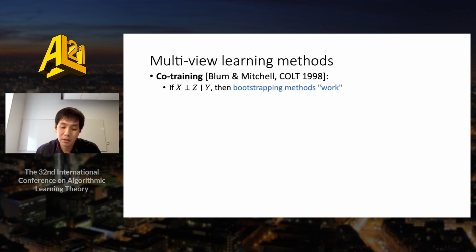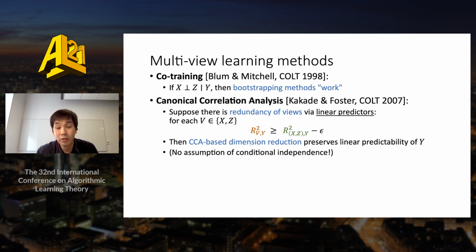Each view is supposed to be useful for predicting the topic of the article. In their seminal work on co-training, Blum and Mitchell explain why the popular bootstrapping methods for semi-supervised learning work under the assumption that the two views are conditionally independent given the target. This work spurred a number of other theoretical analyses of multi-view learning methods. The one that's perhaps closest to our work is the study of canonical correlation analysis by Kakade and Foster.